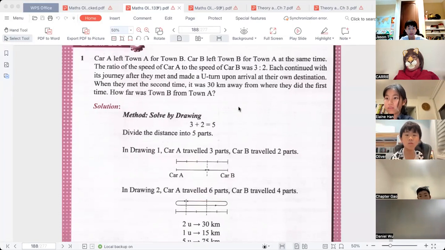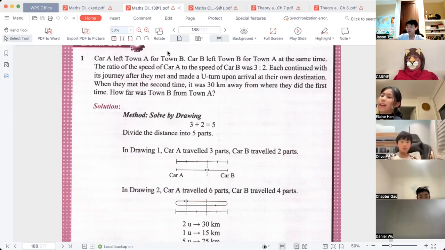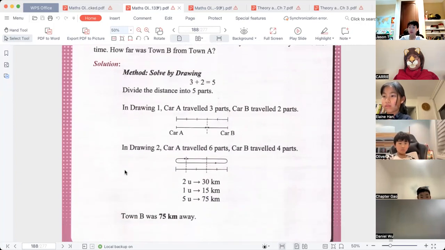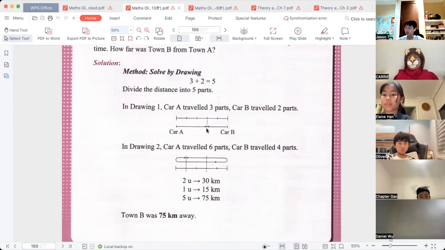So with the same time, correct? Because they start at the same time, everybody. So they start at the same time, so they must what? The distance they covered also should be in the same ratio of 3:2, correct? Am I right? Okay, so you can cut the distance into 10 parts or 15 parts, but it must be a multiple of 5. So that means when they first meet, car A traveled 3 parts and car B traveled 2 parts.